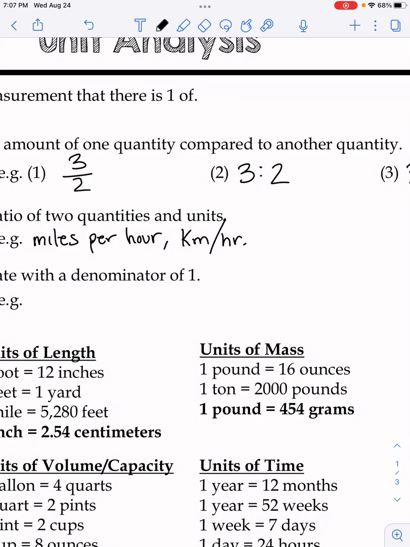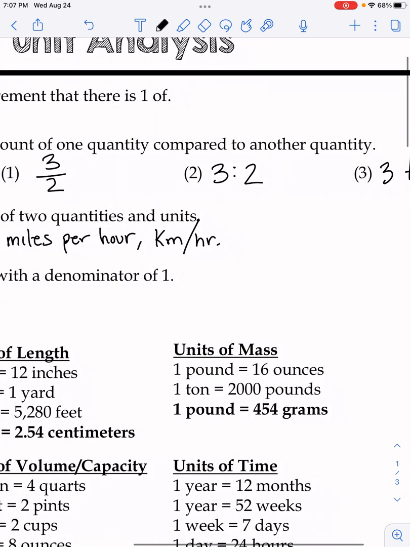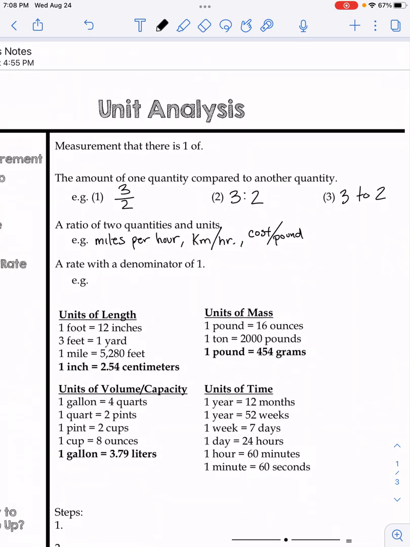Just in terms of, right, we could have cost per pound. Let's say we're at the grocery store, we're buying lemons. Well, generally lemons are per item, but let's say, what's per pound? It could be like peppers, right? What's the cost per pound of whatever you're getting? All right, so those are examples of that.